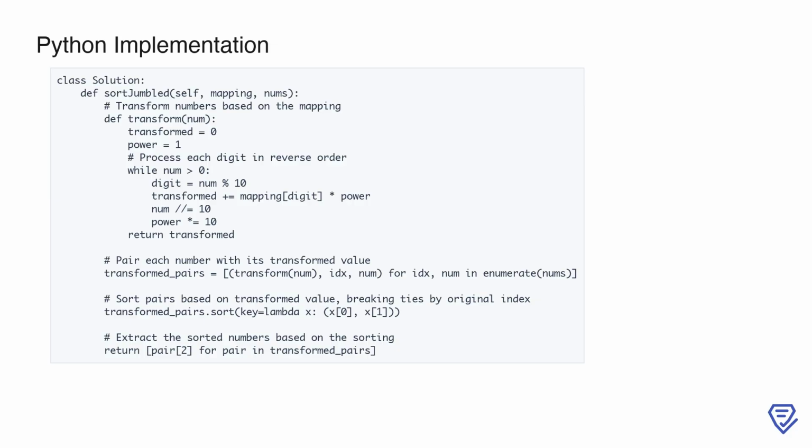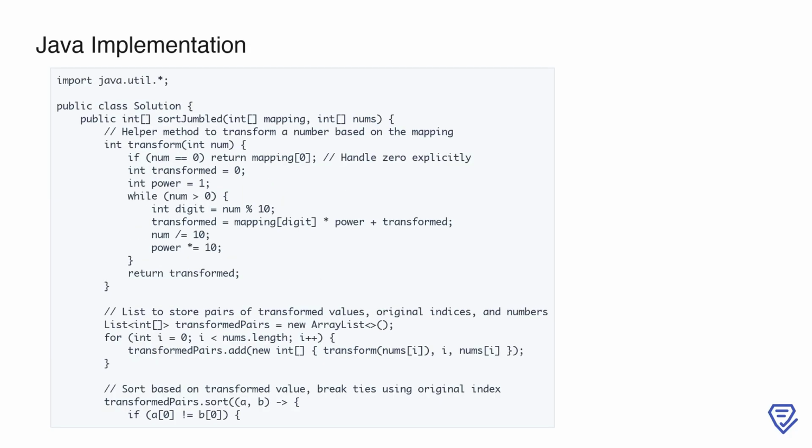transformed value. Here, we start by importing the necessary libraries and defining the solution class with the sortJumbled method. The method takes two parameters, an array called mapping, which defines how each digit from 0 to 9 is transformed, and an array nums, which contains the numbers we need to sort. To facilitate this process, we define a helper method named transform to convert a given number based on the mapping. If the number is 0, we explicitly return the mapped value of 0.